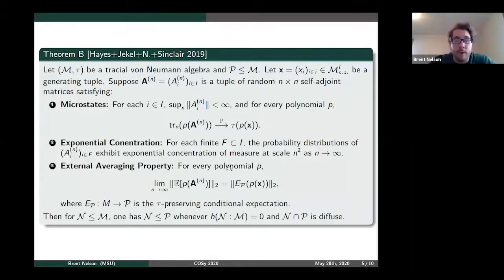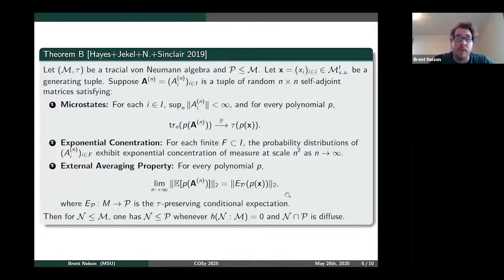So you assume that for any polynomial P, the two norm of these expectations of polynomials converge to the two norm of the expectation of that same polynomial in X, but you take the trace preserving expectation onto this subalgebra P. Typically you would actually assume that this would hold without this E_P, that it would just converge to the 2 norm of P of X. That would be more or less saying something similar up here. But we're asserting this different condition here, that somehow this collection of random matrix ensembles detects the subalgebra P in this way.